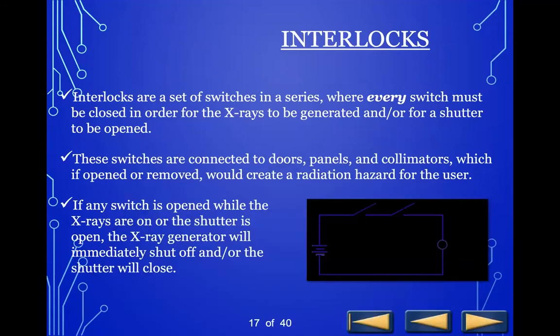Interlocks. Interlocks are a set of switches in a series, where every switch must be closed in order for the X-rays to be generated and/or for a shutter to be opened. These switches are connected to doors, panels, and collimators, which if opened or removed, would create a radiation hazard for the user. If any switch is opened while the X-rays are on or the shutter is open, the X-ray generator will immediately shut off and/or the shutter will close.